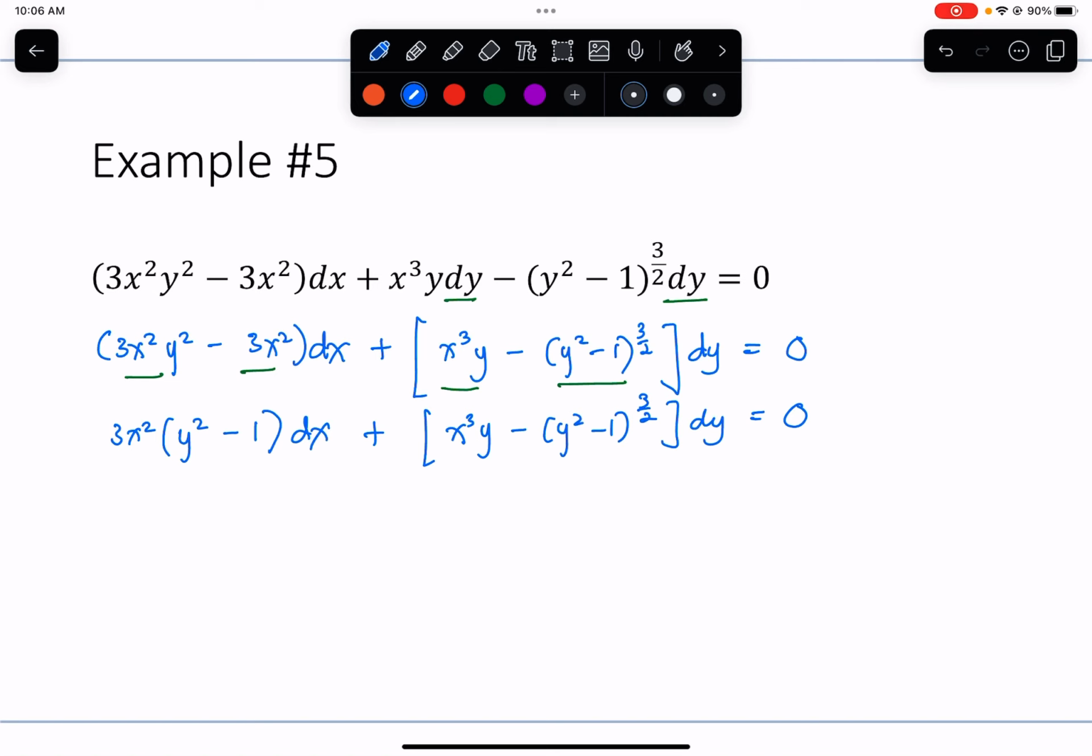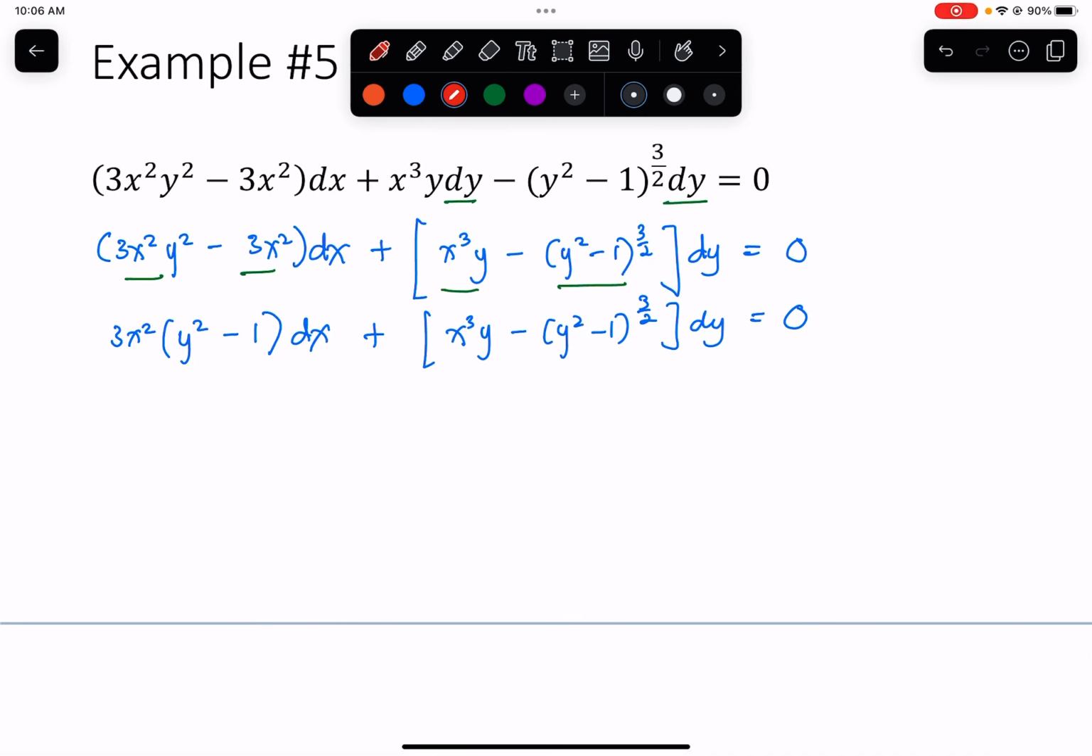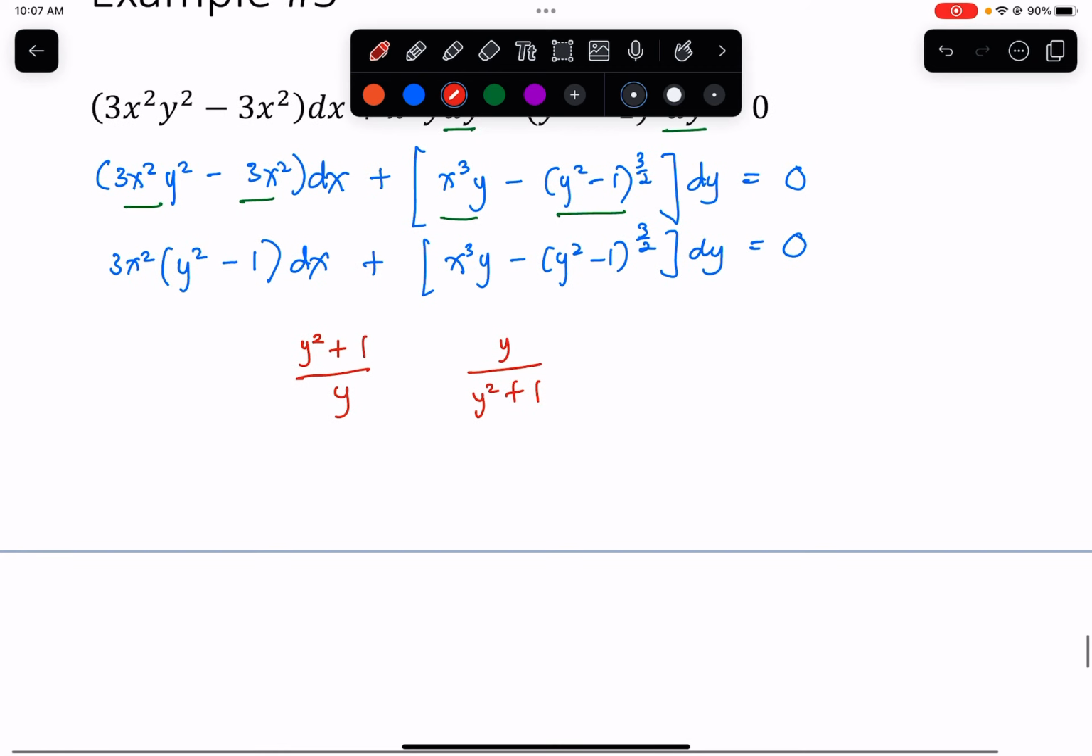So in deciding whether we're going to make it dx over dy or dy over dx, it depends on what we are multiplying. Let's say we have y squared plus 1 over y, and the other one is y all over y squared plus 1. Remember that the first can be separated into y squared over y plus 1 over y. But for y over y squared plus 1, this is not equal to y over y squared plus y over 1. So it violates properties in algebra.